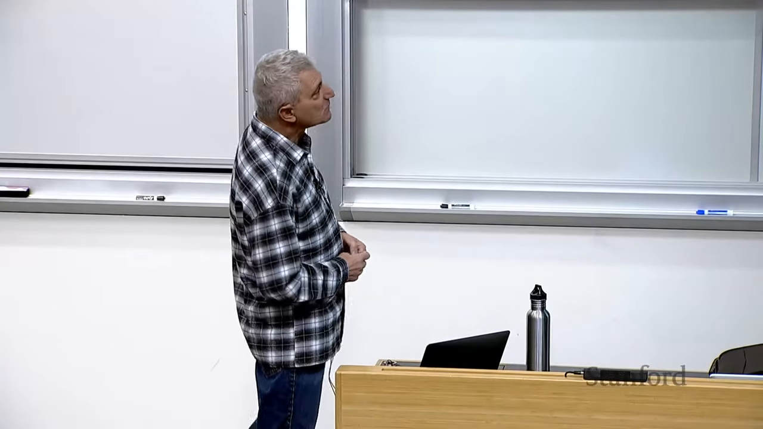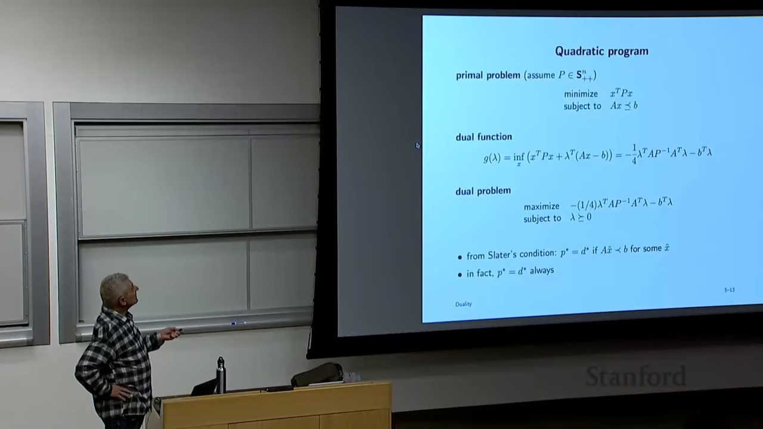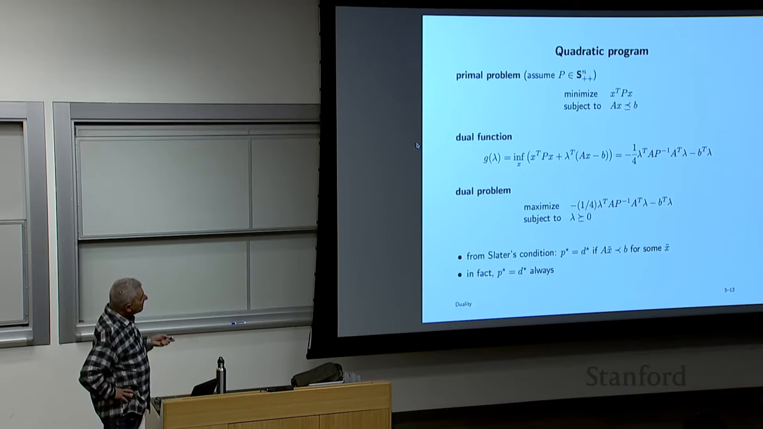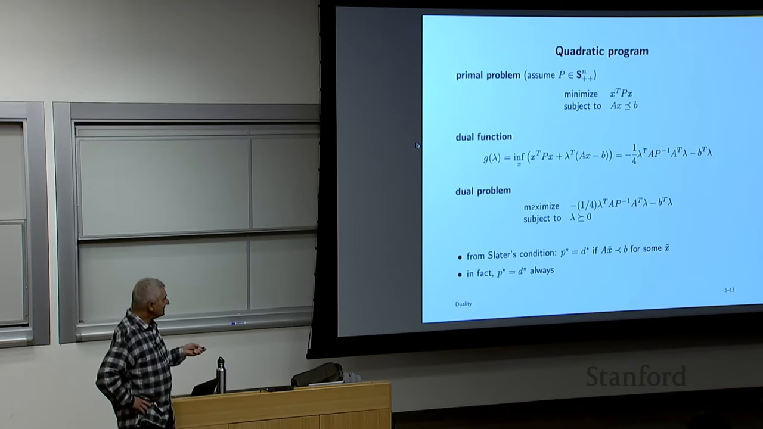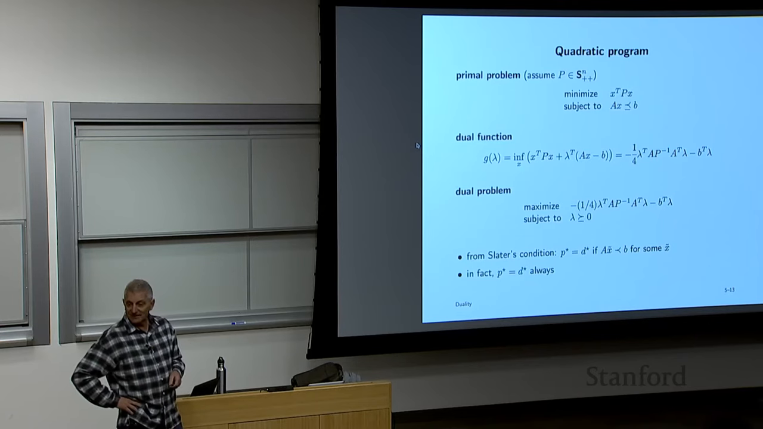Okay, let's look at another example. Here's a quadratic program. So here's the primal problem, right? You minimize a quadratic over a polyhedron, and we work out the dual function, and it looks like this, right? And so the dual problem is this. And what it says is that this problem and this problem are intimately related. Any feasible lambda here, this number is a lower bound on the optimal value of that, right?